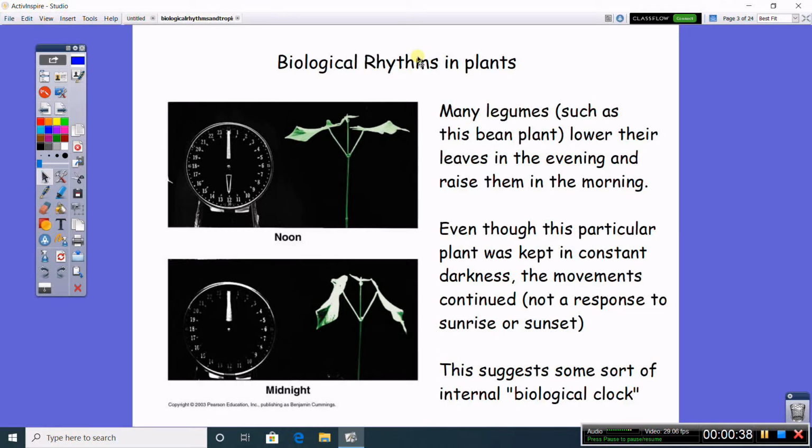It's kind of cool. If you've never learned about biological rhythms in plants, I think it's something interesting. Maybe you'll dig it. Get it? Dig it? Okay. So what are you seeing in this picture?